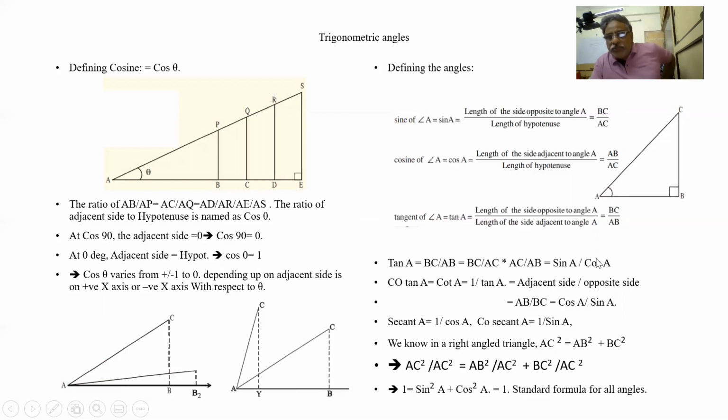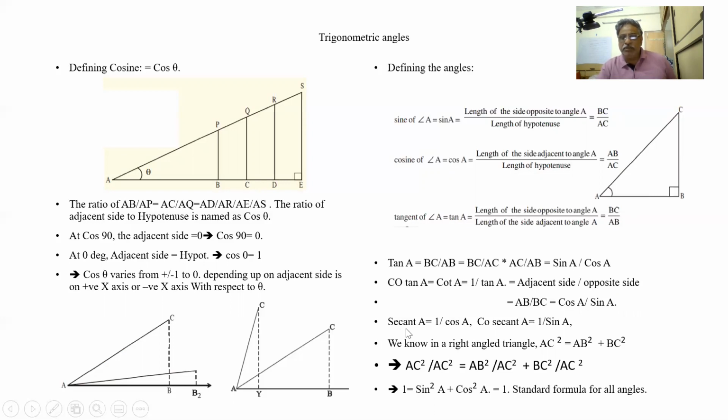Tan we know. So we define the reverse of the functions. Cotan, that is cot. This is 1 by tan. What is 1 by tan here? Adjacent side by opposite side.